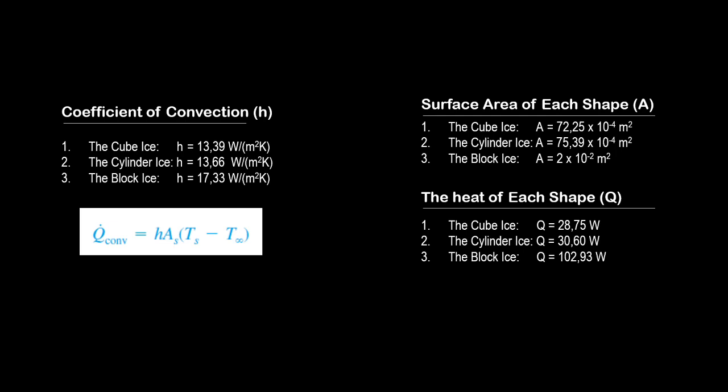So as you can see in here, the heat from the block ice is the highest and the cylinder is higher than the cube. That's why the block ice melts faster than the cylinder, and the cylinder melts faster than the cube.